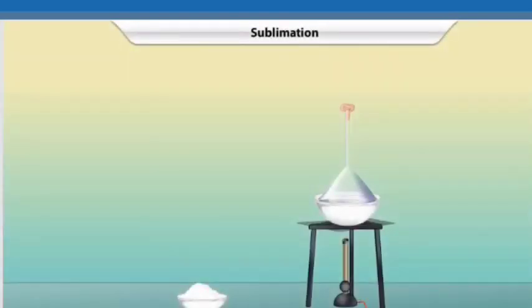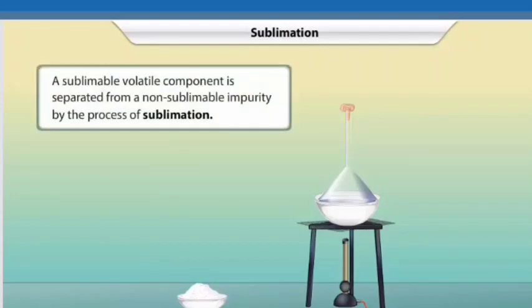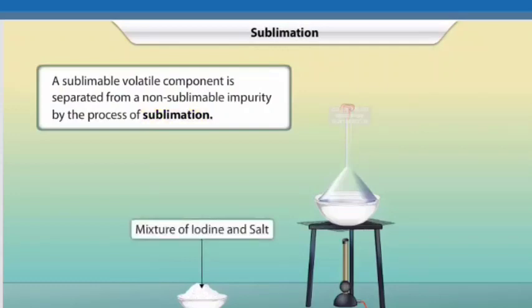Certain substances change directly from the solid state to the gaseous state on heating. Such substances are called sublimable substances. A sublimable volatile component is separated from a non-sublimable impurity by the process of sublimation. Let us see how to obtain iodine from a mixture of iodine and salt.